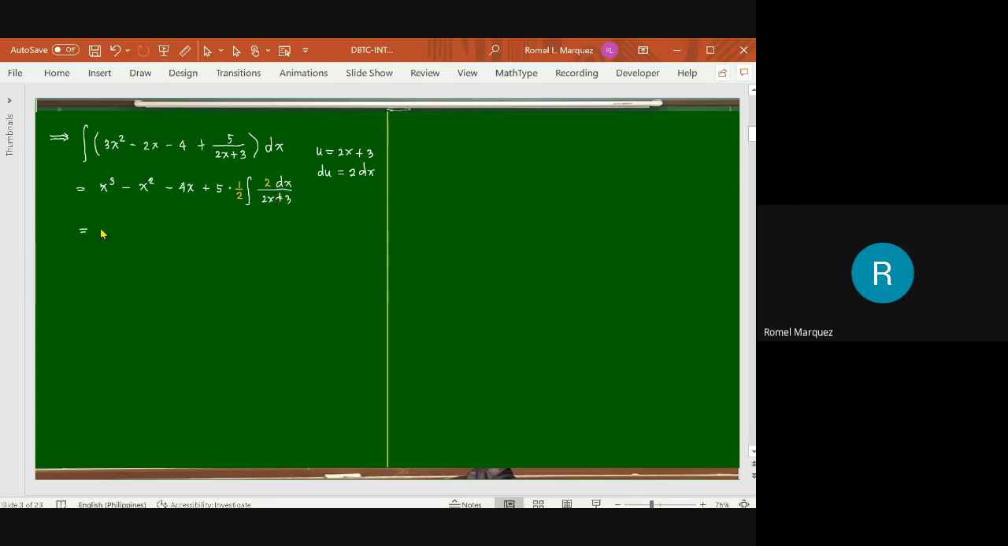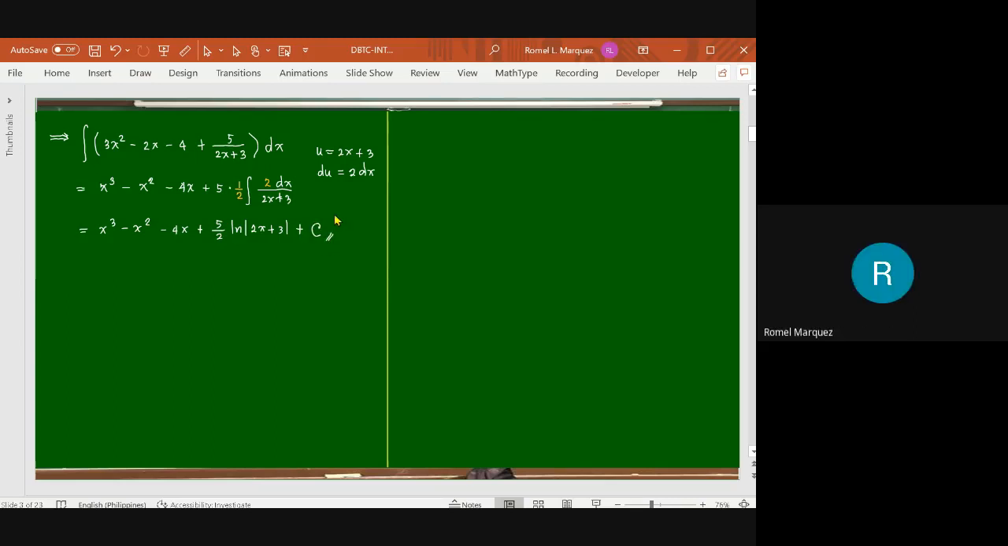So this makes now du over u. Okay, guys? So copy x cubed minus x squared and then plus negative 4x and then plus 5 halves. What is du over u? What is the integral? Emmanuel Renaldo? Sir, ln 2x plus 3. ln of the absolute value of 2x plus 3, plus c po. So plus c. Okay, guys?